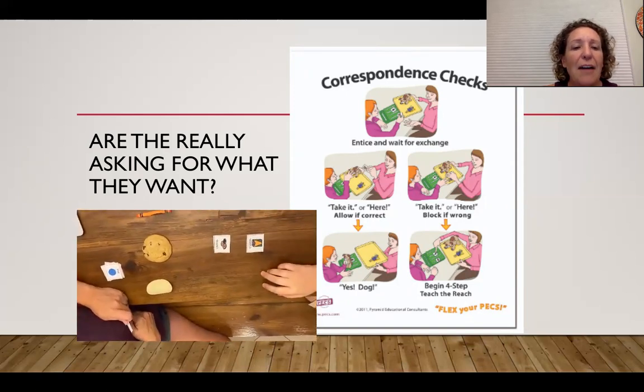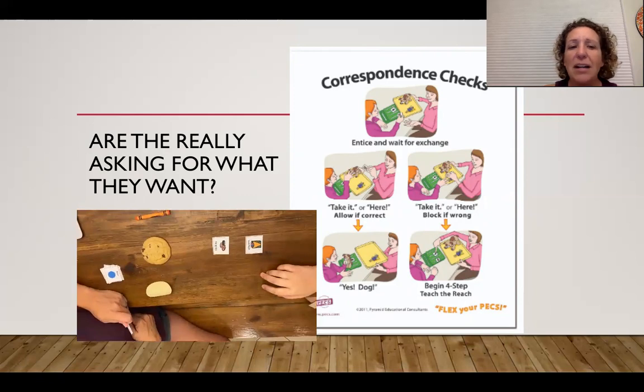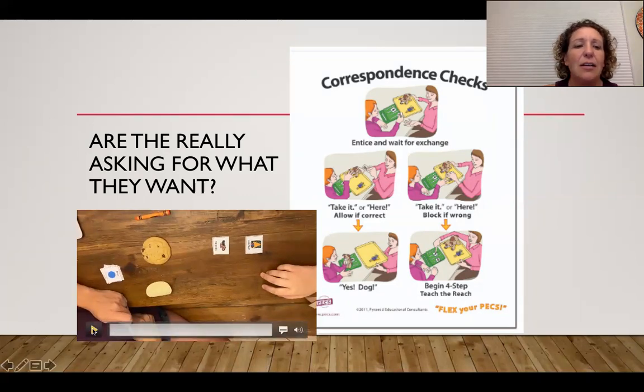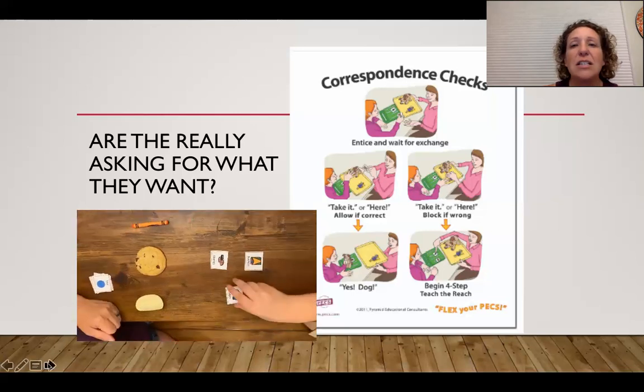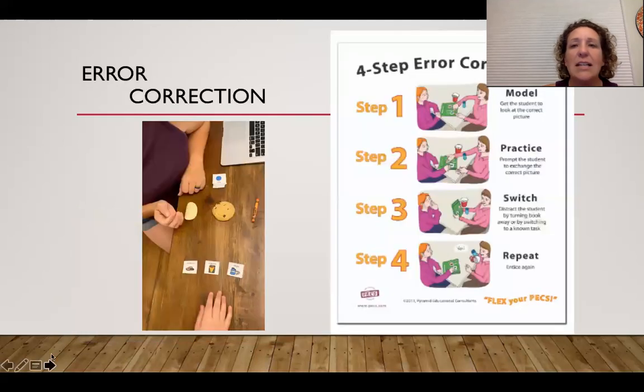So you see she went after the cookie and she asked for chips. So I'm not going to give her access to that cookie. And this is how we would correct. This next video is how we would correct it. So this is the 4-step error correction. If you watch, this is going to be how we would correct it. And you could just read these, very simple. 1, 2, 3, 4.